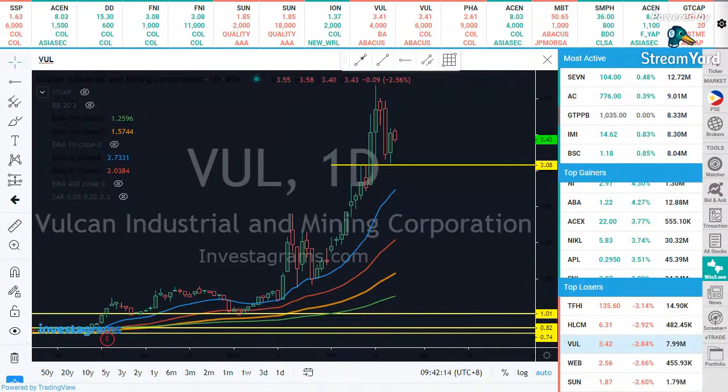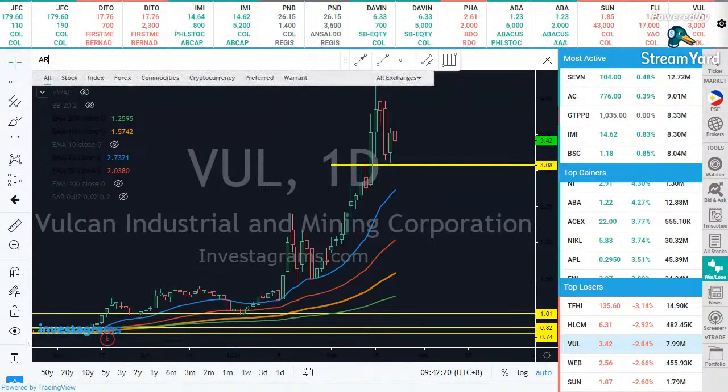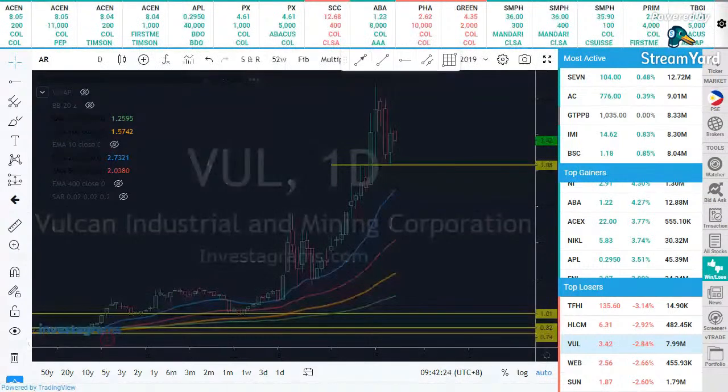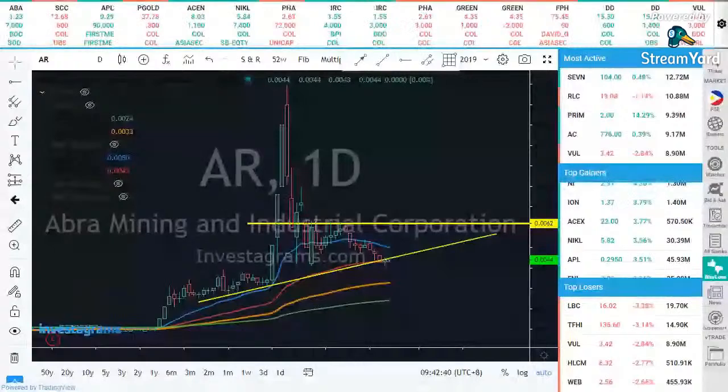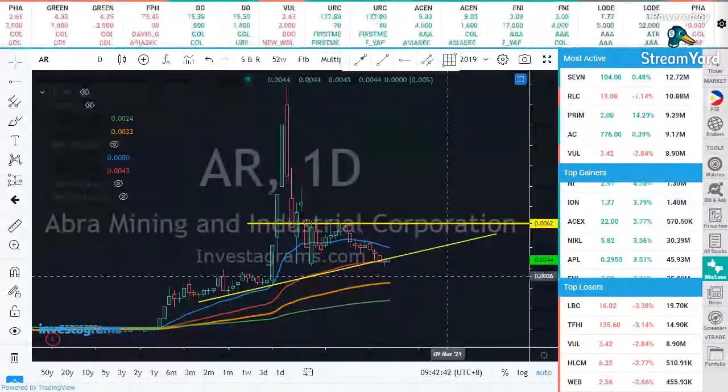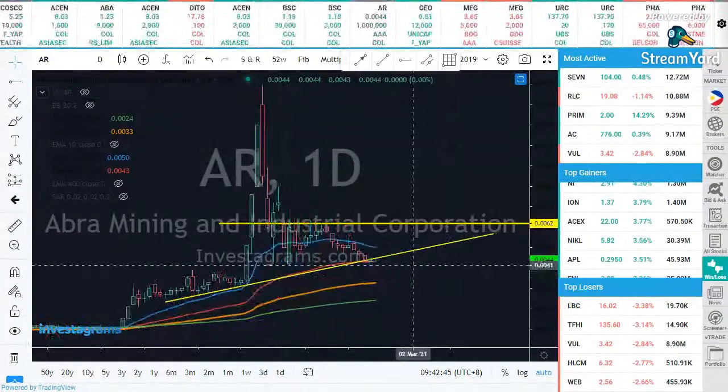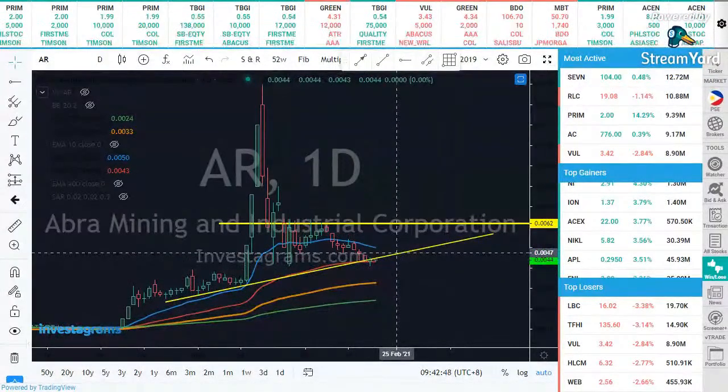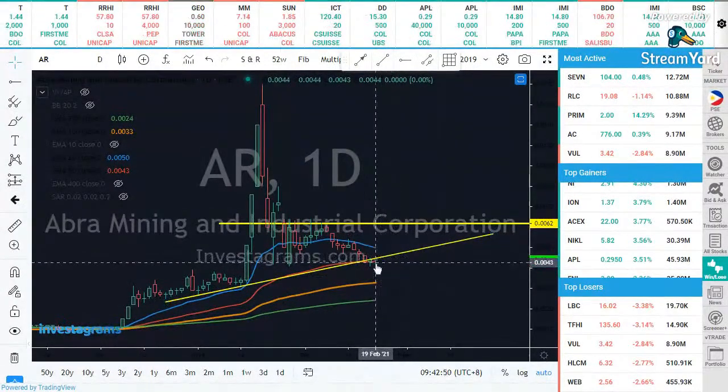So we'll see another one. ER, what happened to ER? This is a very volatile stock. Now Metro Bank again is down. So if you see ER now, we need to see again if ER will go back to this incline support. Now it's below the incline support, but still above the AMA 50.